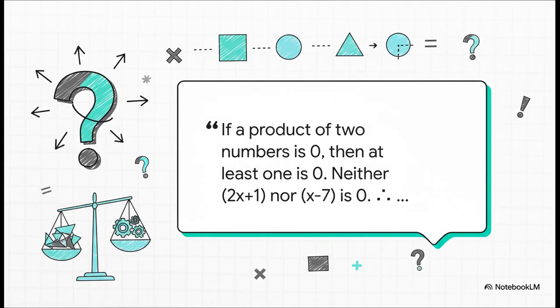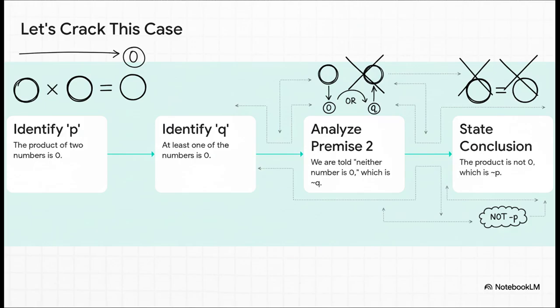Okay, let's get to our final case. Now, I know this one looks a little intimidating with the algebra, but don't let it fool you. The underlying logic is exactly what we've been looking for. Let's just break it down piece by piece. Let's crack this thing. Okay, first up, P is the product of two numbers is 0. Easy enough. Q is at least one of the numbers is 0. So our rule is if P, then Q.